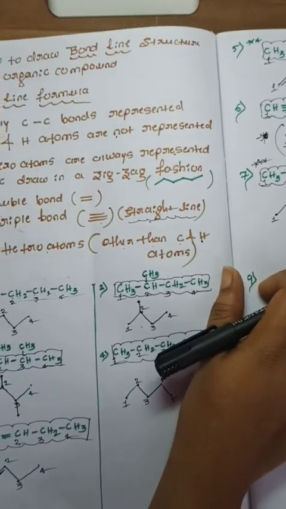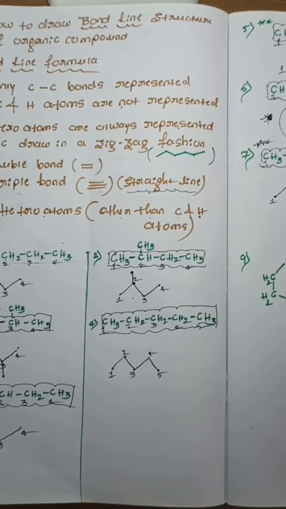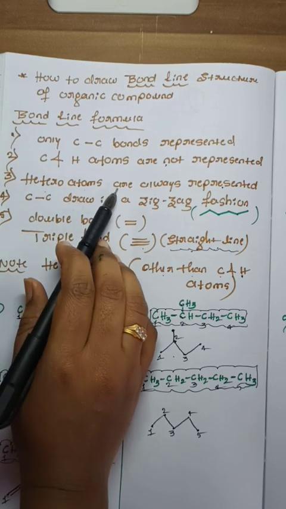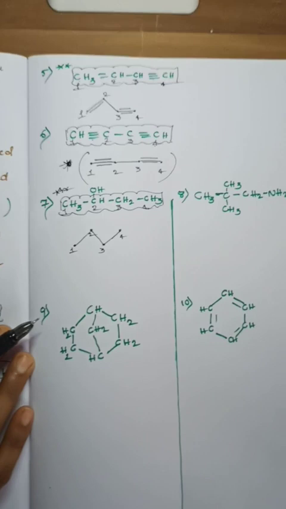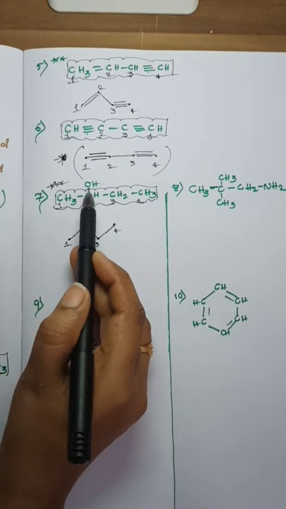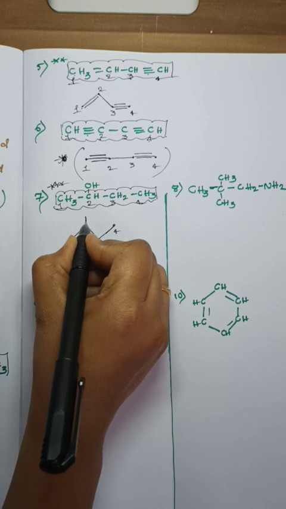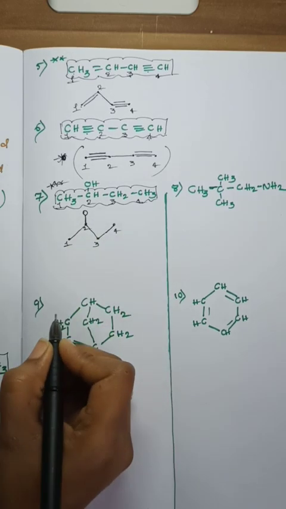Already in our key points I said heteroatoms are always represented in a bond line formula. So here oxygen is a heteroatom. Heteroatom means what? Other than carbon and hydrogen. Those atoms we call heteroatoms. So heteroatoms we have to represent in a bond line formula, which means we have to write the oxygen as it is.